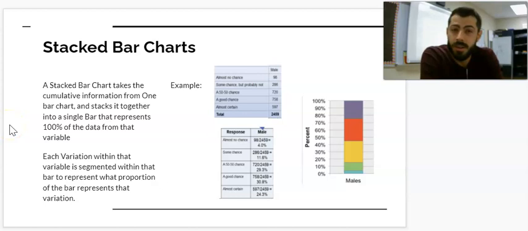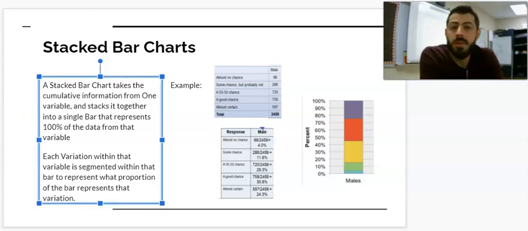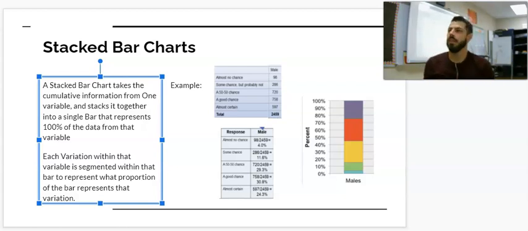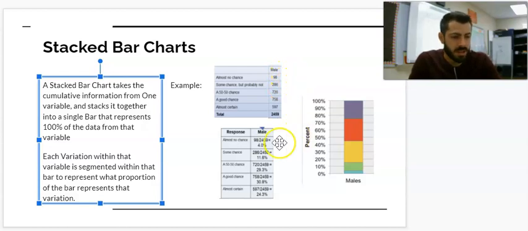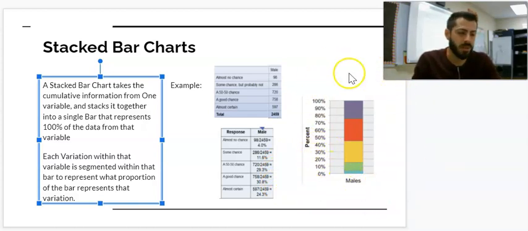What a stacked bar chart does, or what a segmented bar chart does, it takes the cumulative information for one variable and stacks it together into a single bar that represents 100% of that data from that variable. So for example, instead of just graphing all of the men and their probabilities for getting rich, you take each of those values, find the percentage of those men who answered one or another, and then you stack it up so that the bar reaches 100%.